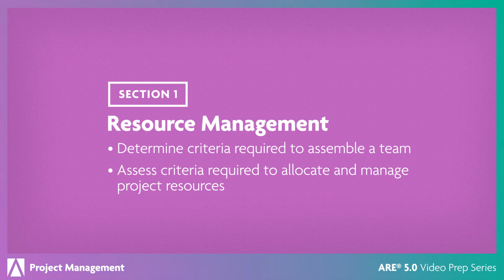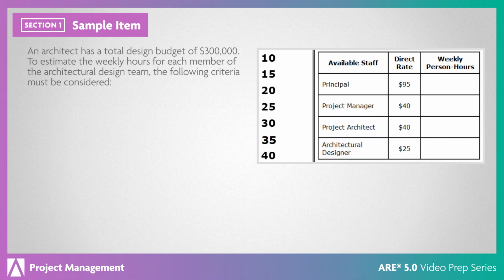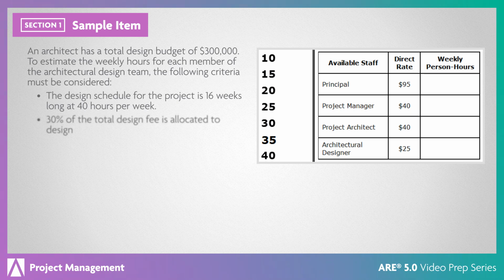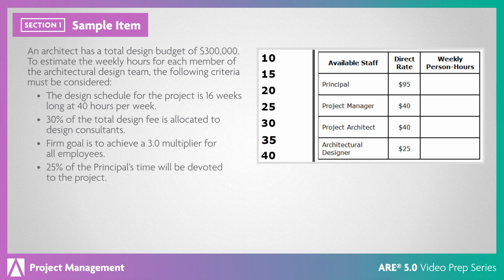Let's look at a sample question. An architect has a total design budget of $300,000. To estimate the weekly hours for each member of the architectural design team, the following criteria must be considered. The design schedule for the project is 16 weeks long at 40 hours per week. 30% of the total design fee is allocated to design consultants. Firm goal is to achieve a 3.0 multiplier for all employees. 25% of the principal's time will be devoted to the project. Utilization of the project architect and architectural designer should be maximized.